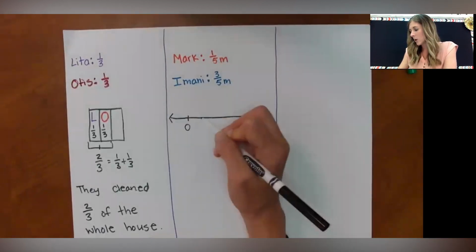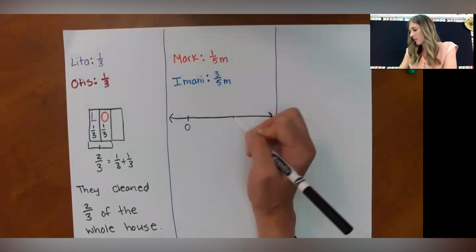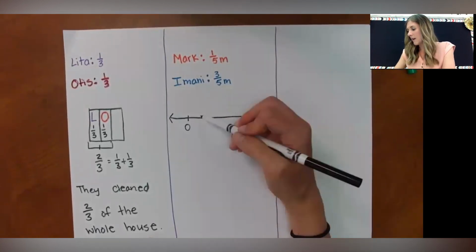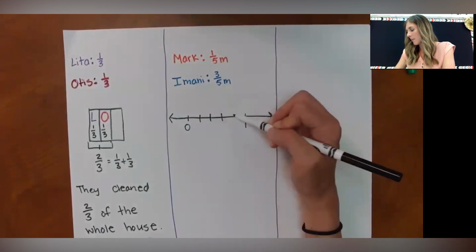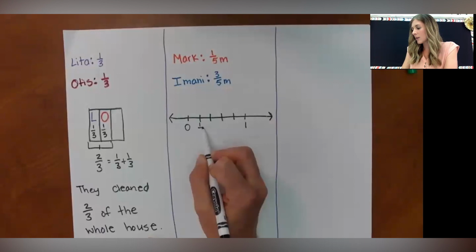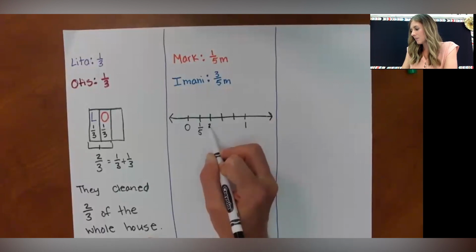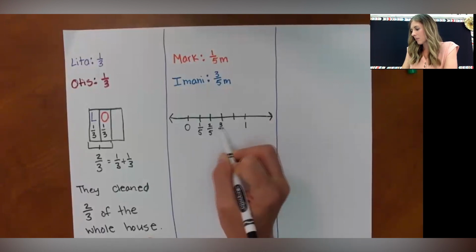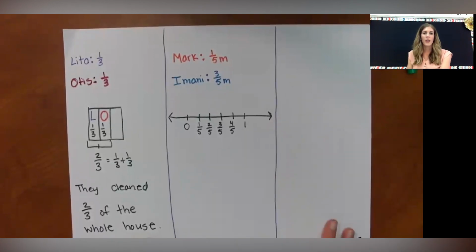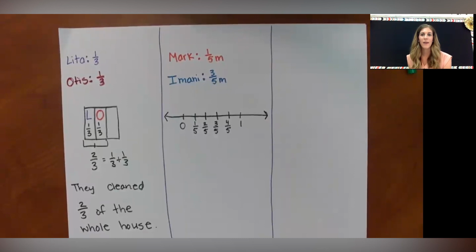So give yourself a starting point. Go through and divide your number line up. Label your tick marks. And then you use the model to see if you can find out how much string they used all together.